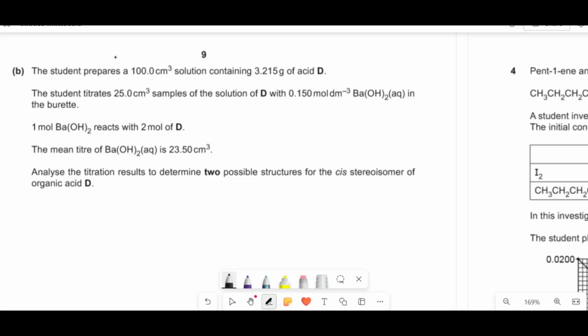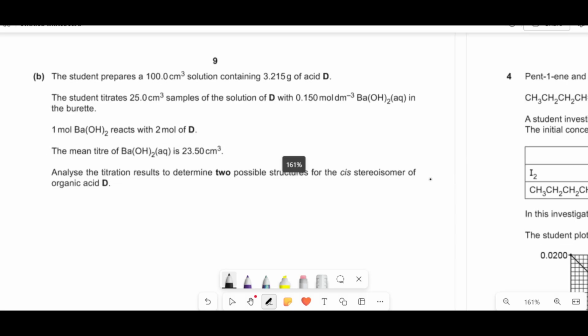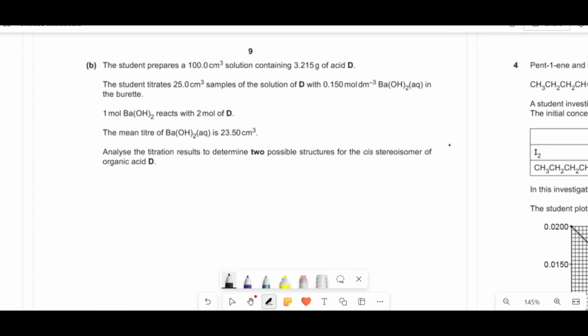So the student prepares a 100 cm³ solution containing this many grams of acid D, and they titrate 25 cm³ samples with this in the burette, and 1 mole Ba(OH)2 reacts with 2 moles of this, and the mean titre is this. Analyze the titration to get 2 possible structures of cis stereoisomers. So there's a lot going on here.